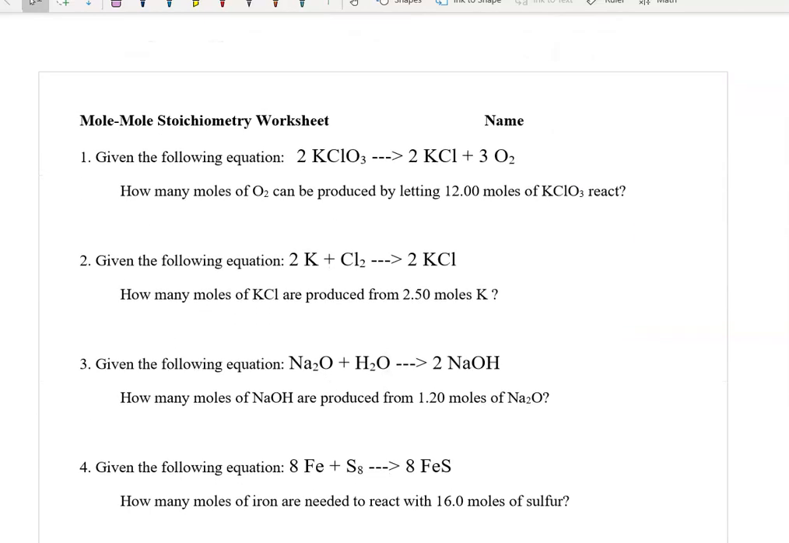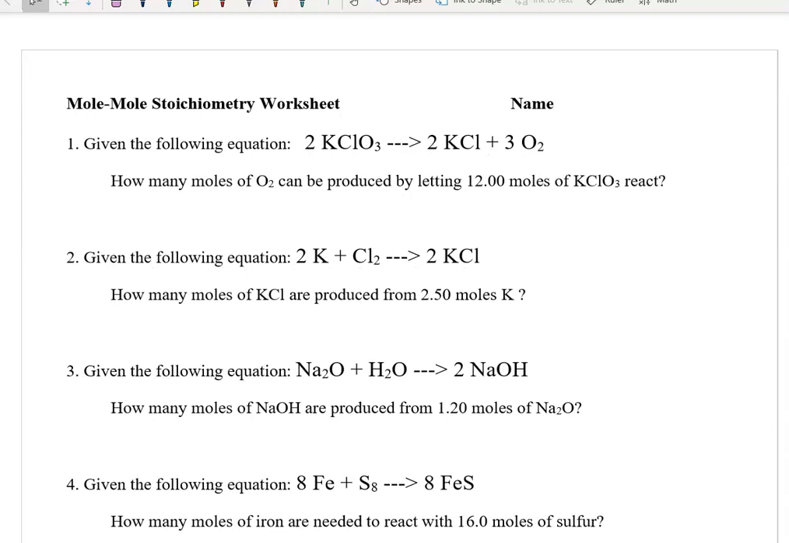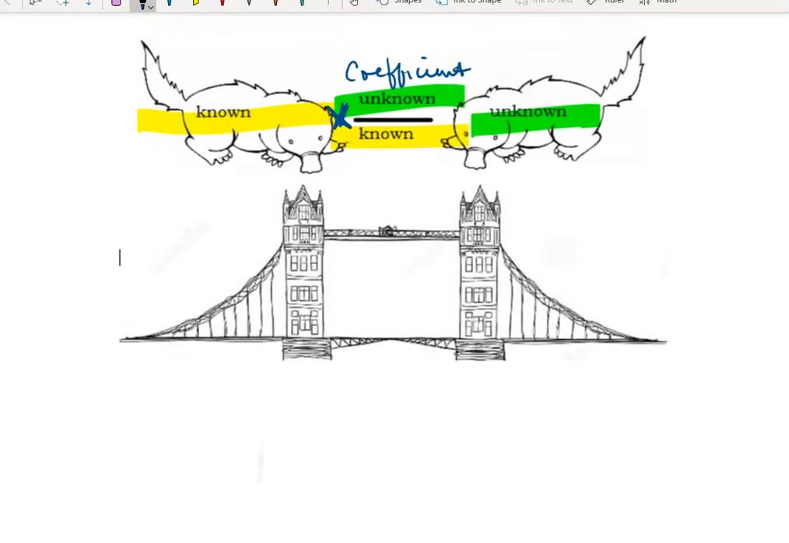So if you look at the worksheet in your packet that's entitled Mole Stoichiometry, it starts out with an equation, and we have a balanced equation. And it tells us we have 12 moles of potassium chlorate. So that's our known amount. So I'm going to come back up here.